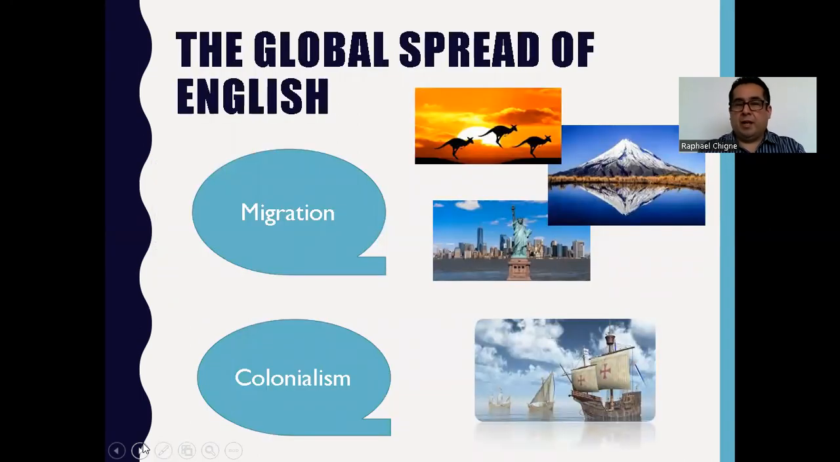The global spread of English happened through migration and colonialism. With migration, we have Australia, New Zealand, and the Americans, or United States. Colonialism: by the late 18th century, the British Empire had spread English through its colonies and geopolitical power, such as India, Singapore, and the Philippines.